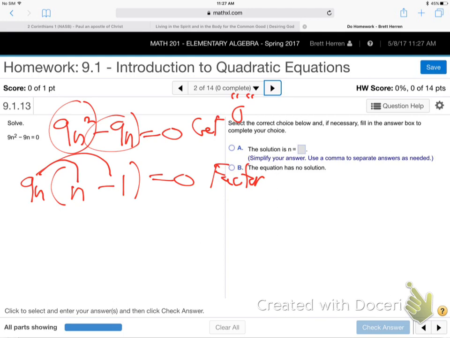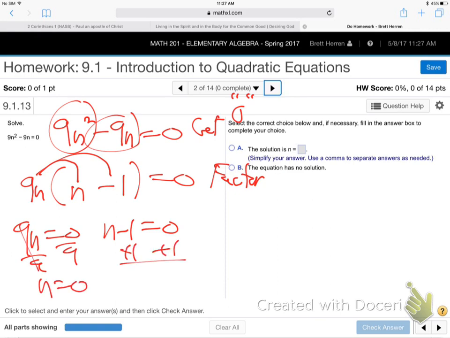And then you said each one, right? Because if I said, hey, I'm thinking of two things multiplying to be 0, either one could be 0, right? 0 times anything is 0. So the 9n could be 0, or the n minus 1 could be 0. Solve both of those. So the first one you divide by 9, that's just 0. And the other one you add the 1, so 1.